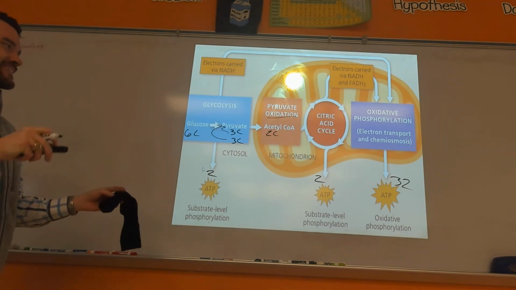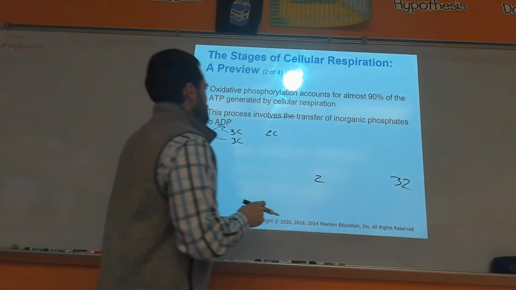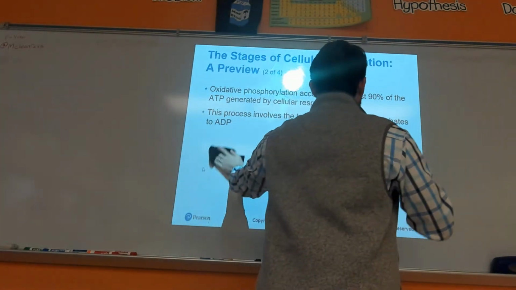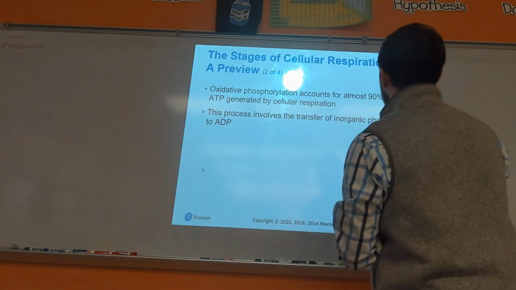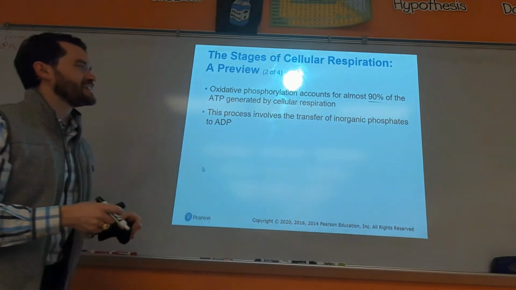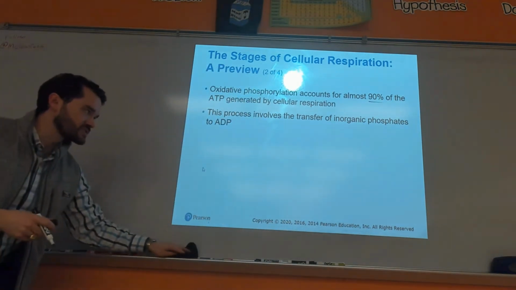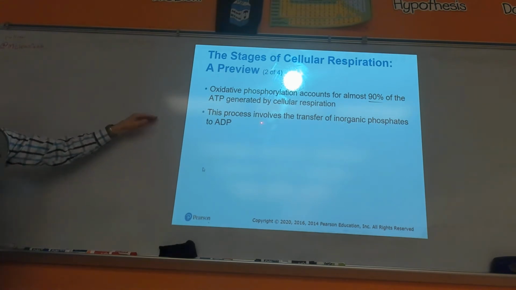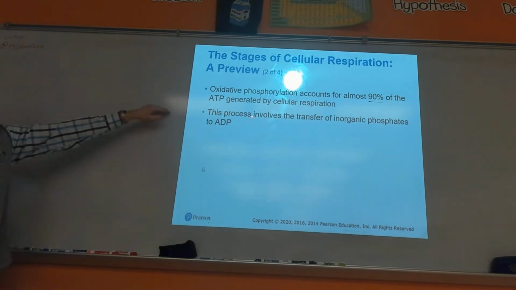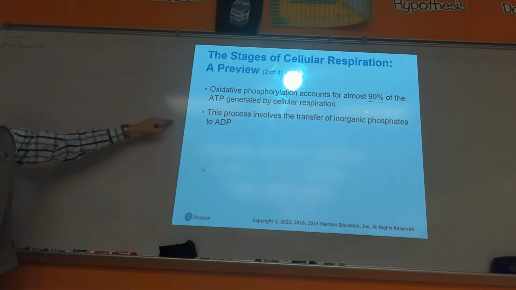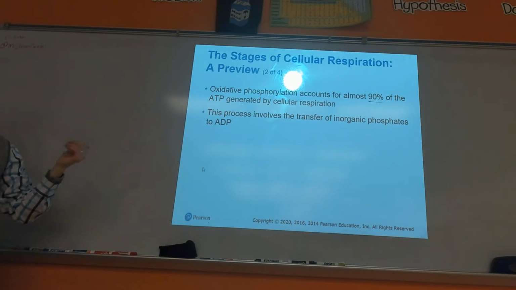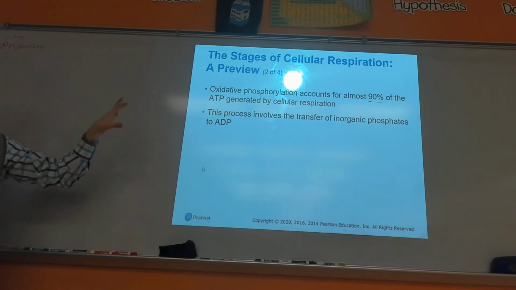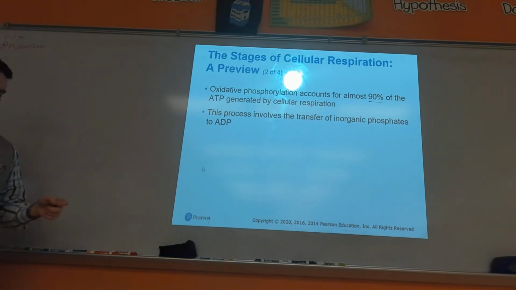Anyways, all that's going on in the mitochondria. All right, I'll keep it moving. As I said, oxidative phosphorylation, 90%, so 32 ATP is the number most commonly stated. In oxidative phosphorylation, what you're actually doing is taking inorganic phosphates and reattaching them to ADP to regenerate that ATP. I'll show you that reaction in more detail when we do that on Thursday.